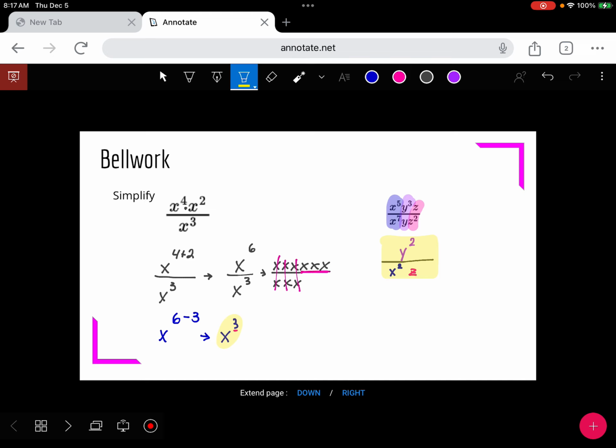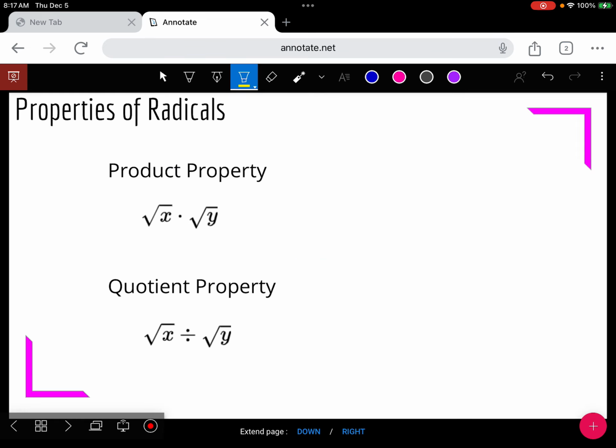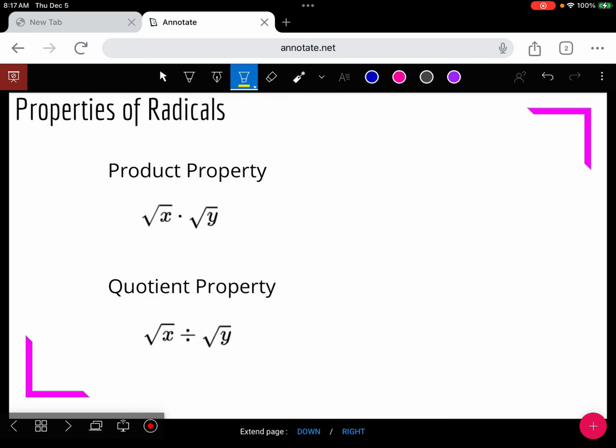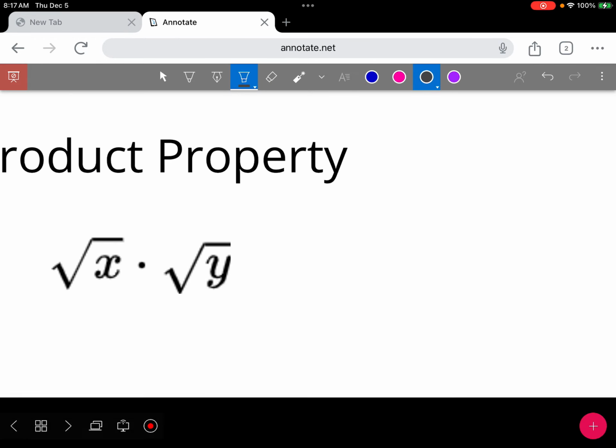So we're going to have a little bit of introduction that we're going to use a little bit more tomorrow because I wanted to tie some things together. So we're going to start with our properties. And we've used both of these properties already. The product property and our quotient property. The product property we have used bunches and bunches and bunches of times. Pretty much every time we have solved a radical, we have used our product property.